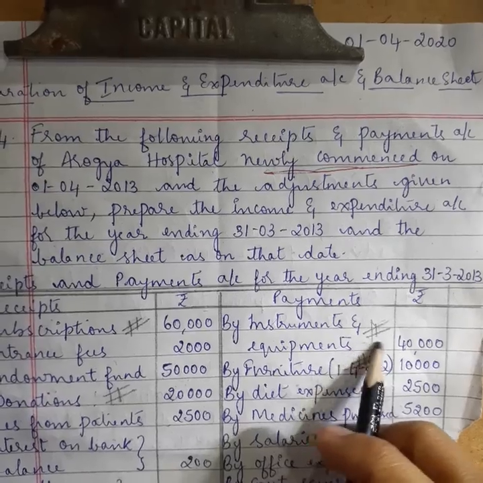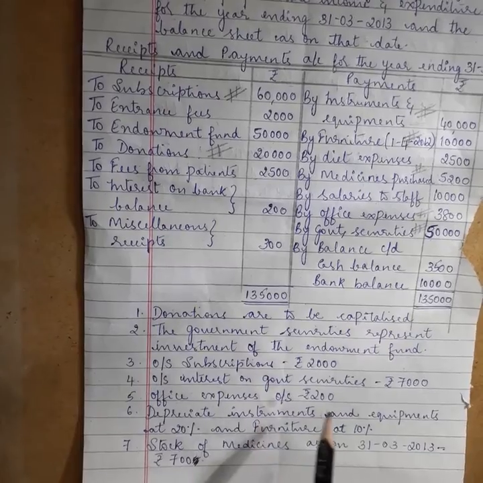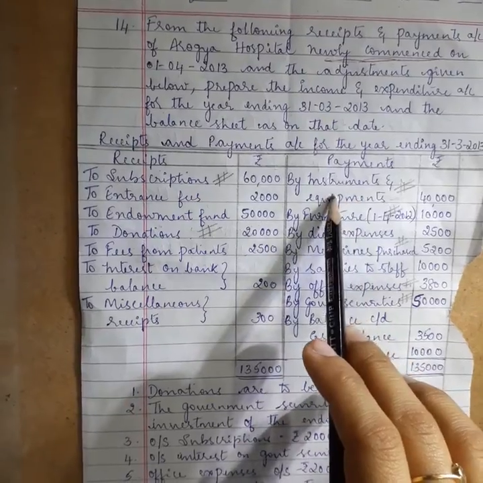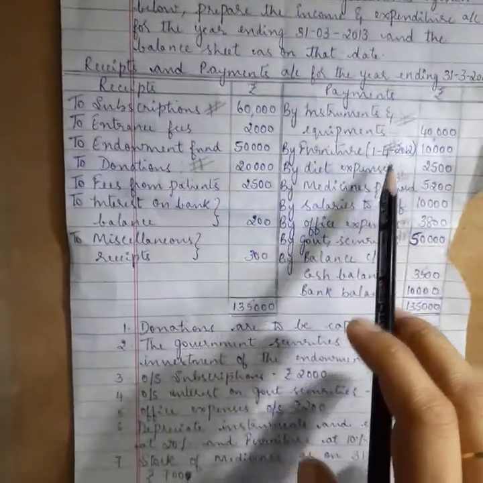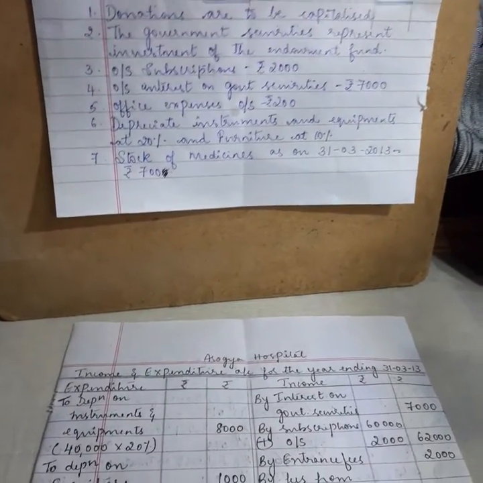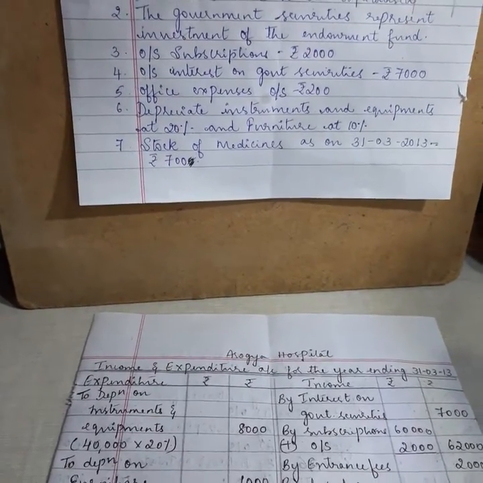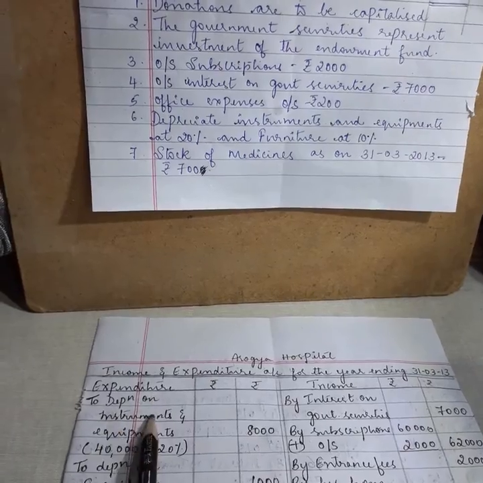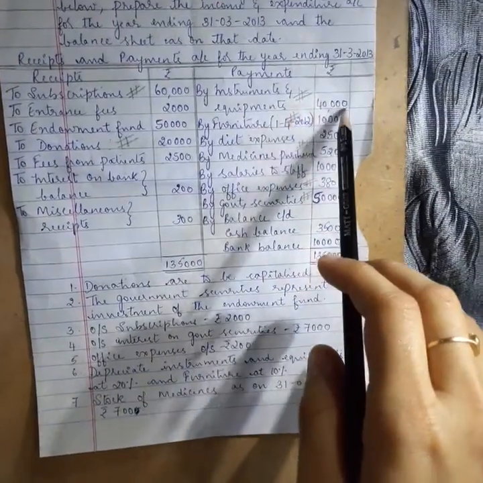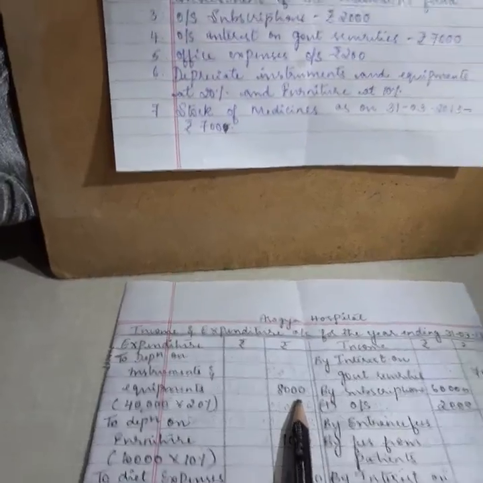But there is one adjustment here. That adjustment says that depreciate instruments and equipments at 20%. So we have to provide depreciation on the fixed asset. Here the fixed asset is instruments and equipments. Depreciation should be charged in the income and expenditure account because it includes non-cash items such as depreciation, bad debts, provisions, and also the outstanding items. So first let us write depreciation on instruments and equipments. What percentage? 20%. What is the amount of instruments and equipments? 40,000. So 40,000 into 20%, 8,000.